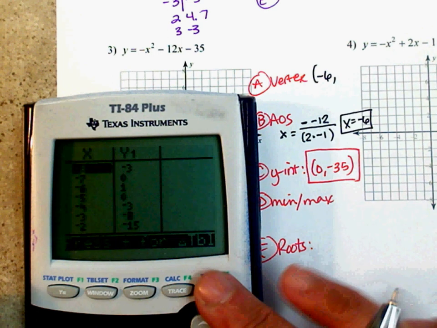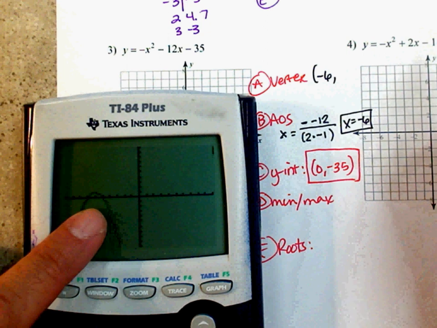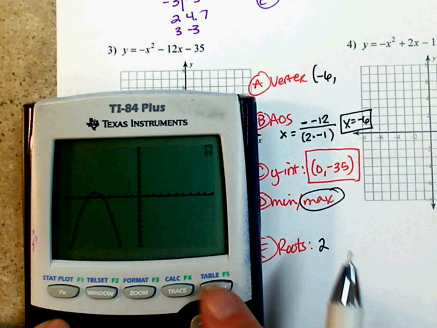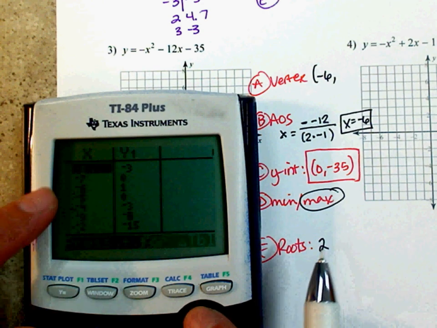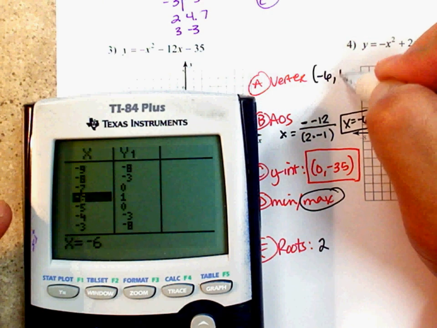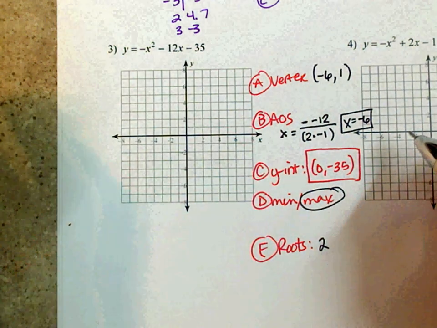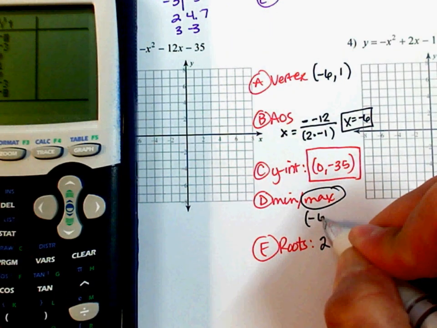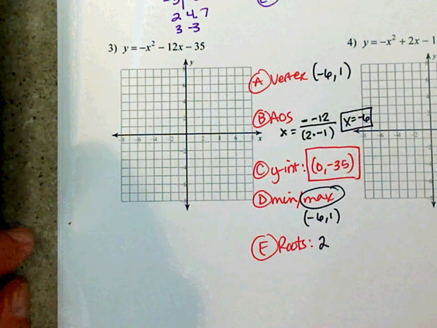Okay. Crossing at 2 places. Here's my roots. Has a maximum. Let's go find your vertex. Negative 6, 1. So negative 6 and 1. So right here is also negative 6 and 1. Okay? All right. Now let's go ahead and plot these points.